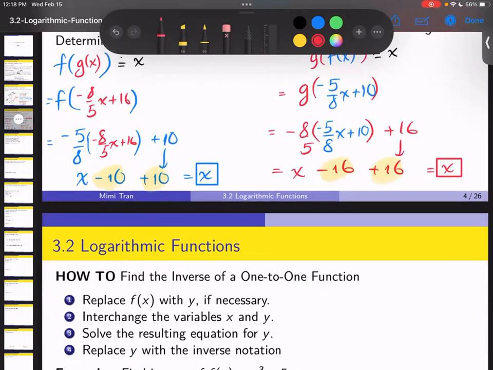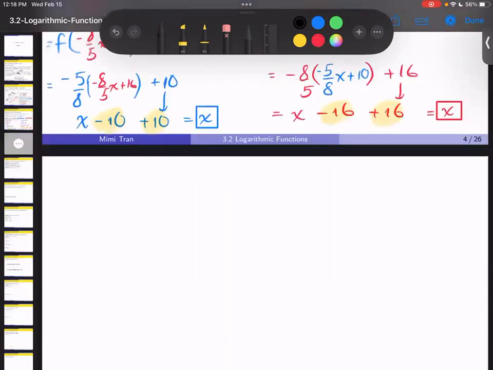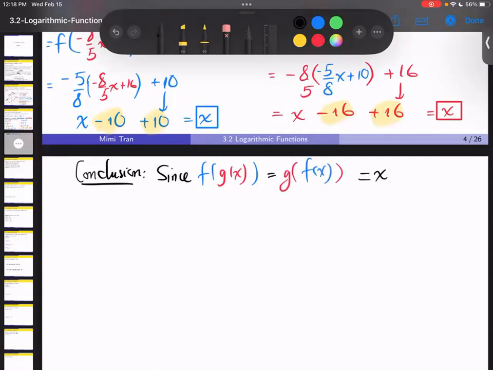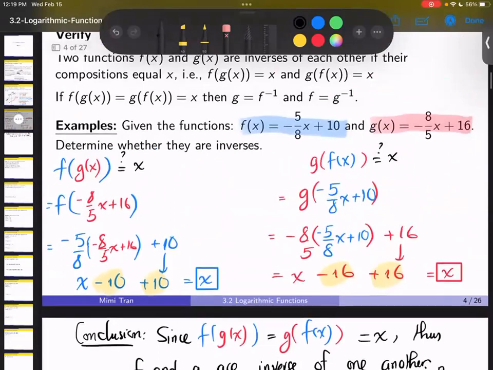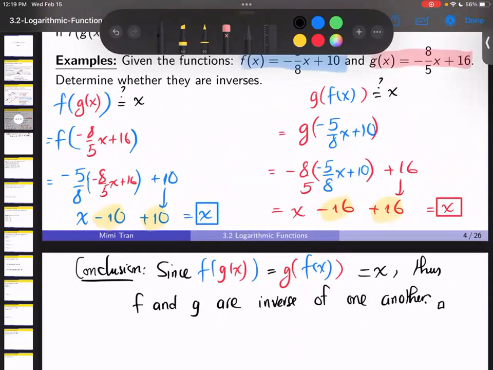So your conclusion: since f of g of x is equal to g of f of x, and they both equal x, thus f and g are inverses of one another. Done. So if I give you two functions and ask you to verify they are inverses, that's your procedure. Any questions? This is a review. You're supposed to remember this. It's from 62.